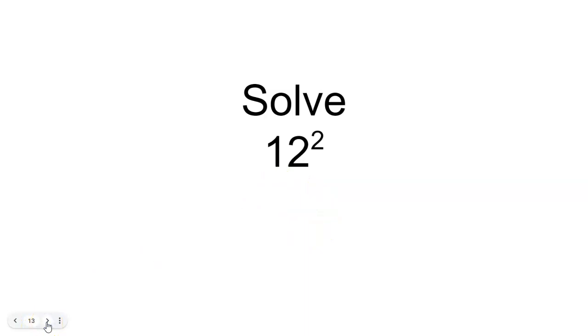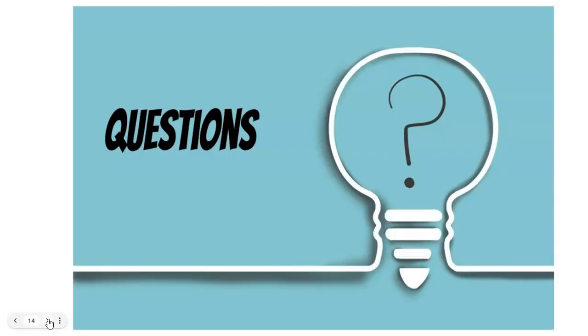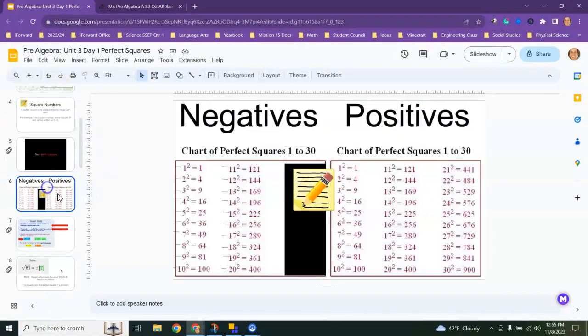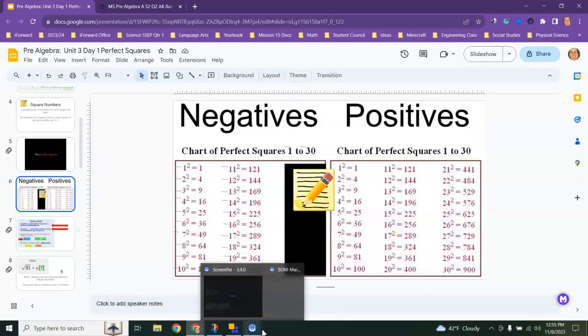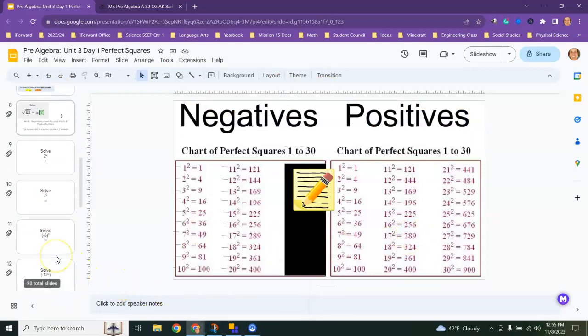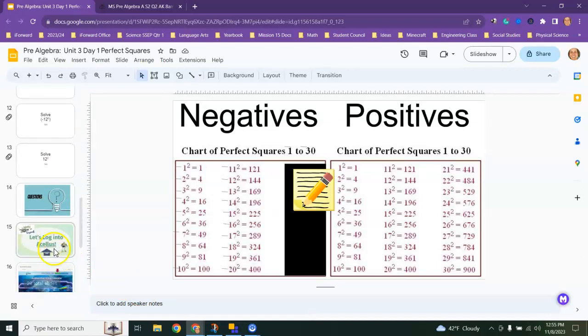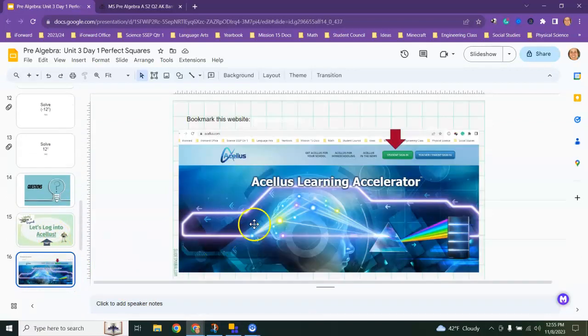I threw a curveball at you: 12 squared, 12 times 12. We just did that one. It's 144. Notice it doesn't matter if it's a negative 12 squared or a positive 12 squared, my answer is always going to be 144. All right, you got this. Hopefully you wrote down this chart and you know your perfect squares: 1, 4, 9, 16, 25, 36, and 49.